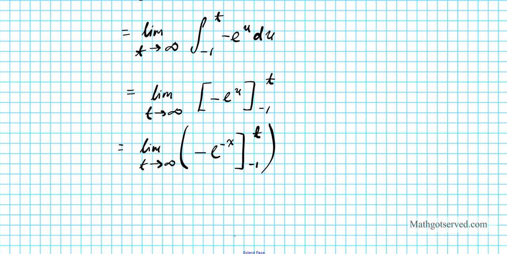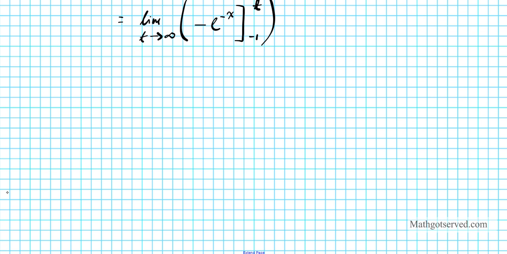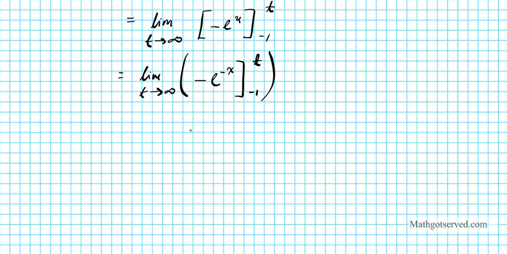All right, so applying FTC2, we're going to plug in the upper and lower limits of integration and compute the difference. So we have the limit as t approaches infinity of negative e to the negative t, plugging in the upper limit, minus negative e to the negative 1, plugging in the lower limit of integration.